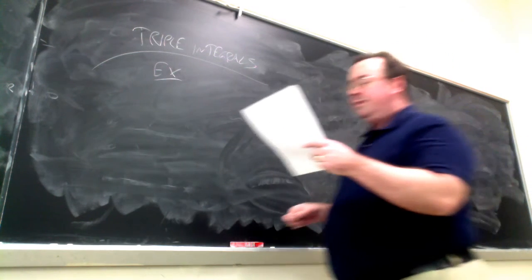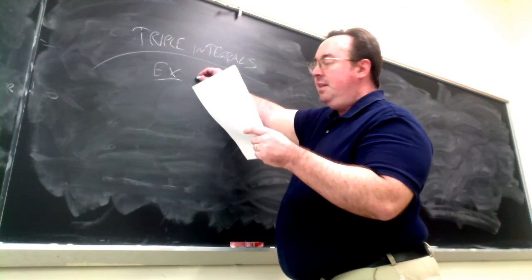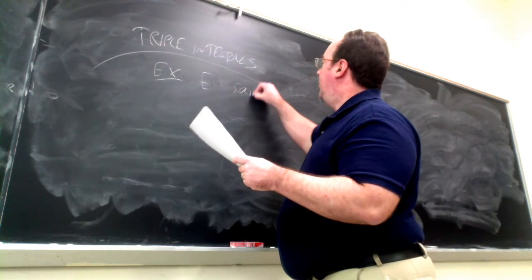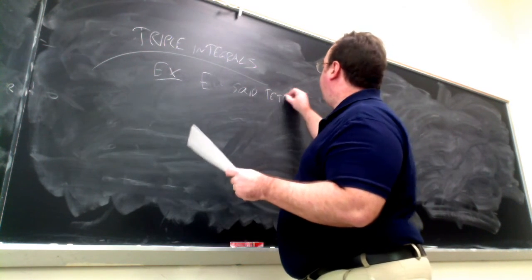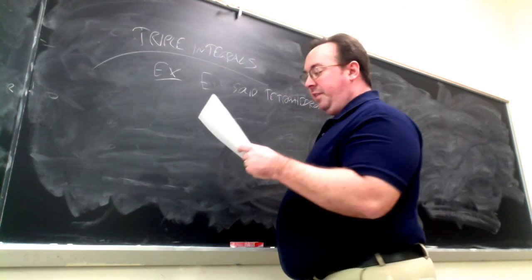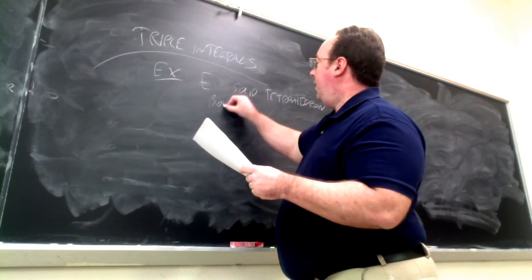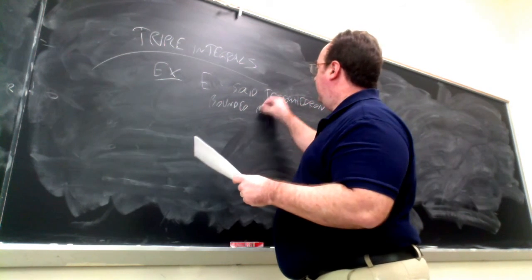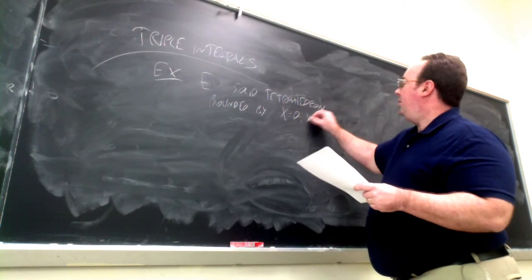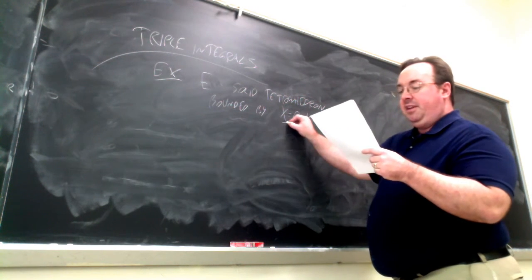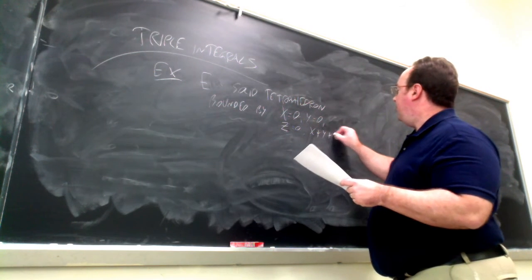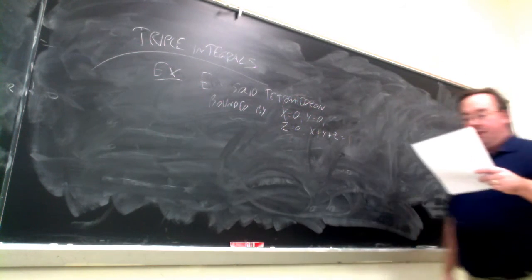All right, I'm going to describe a solid E, a solid tetrahedron. Okay, and it's bounded by these planes: x equals 0, y equals 0, z equals 0, and x plus y plus z is equal to 1.